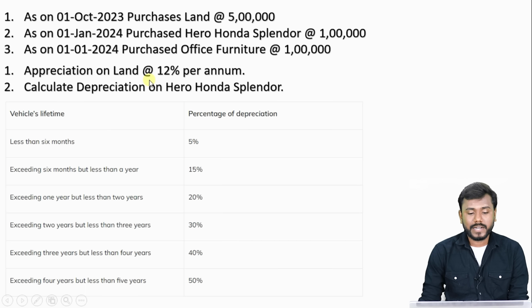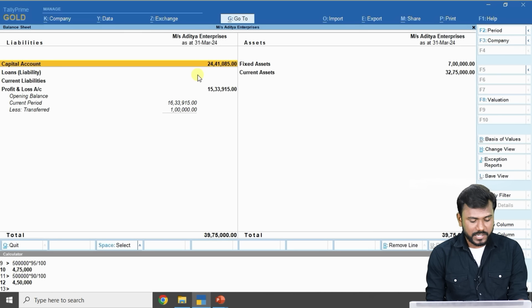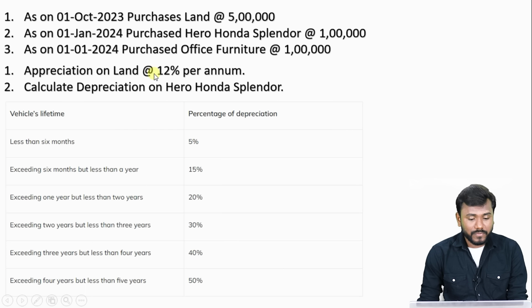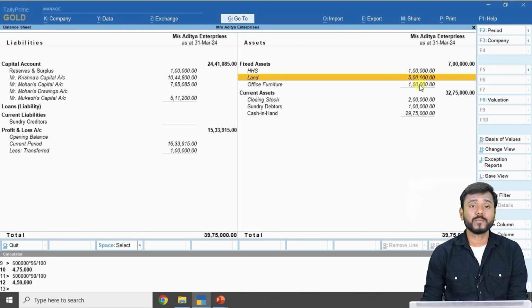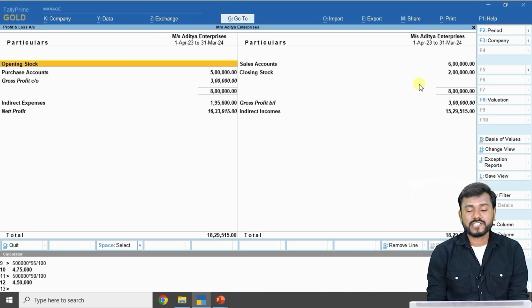Appreciation on land at the rate of 12% per annum. The current value, go to balance sheet, Alt plus F1. The current value of the land was 5 lakhs. We have invested 5 lakhs in the land, and the yearly increment of the land value was 12%. So on land we now need to book appreciation, that is taxable. Currently what is the profit available? 33,915 rupees is the profit available.